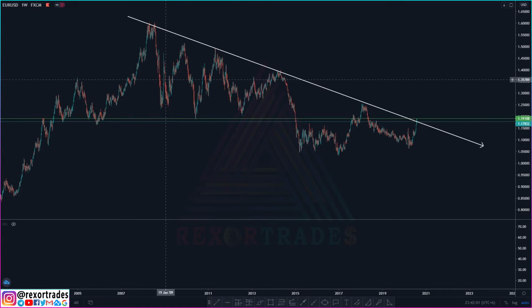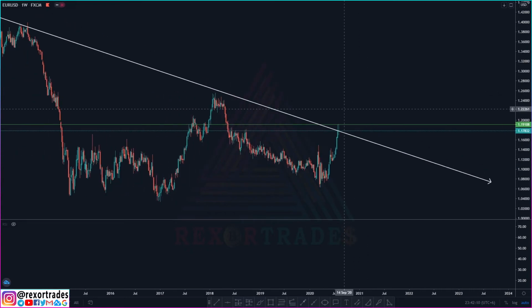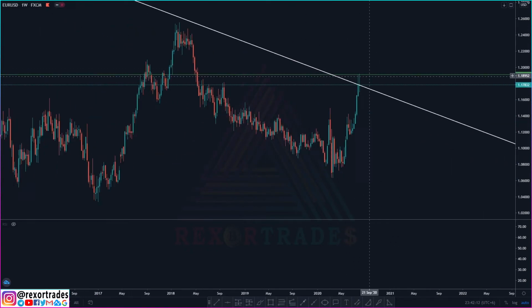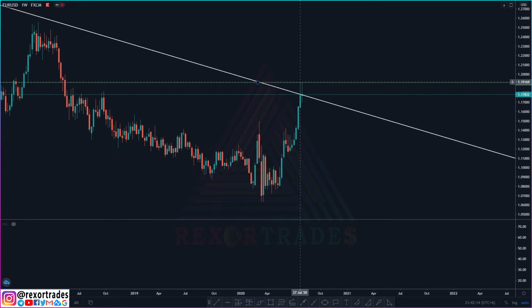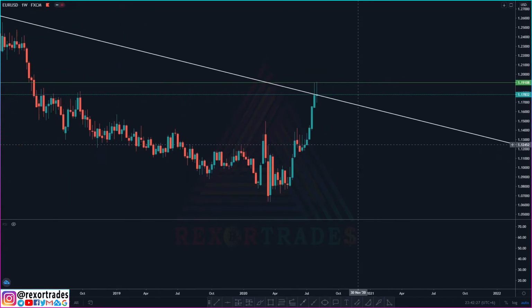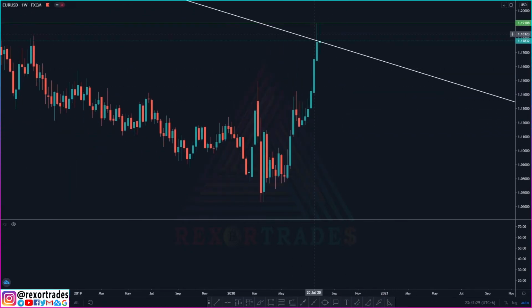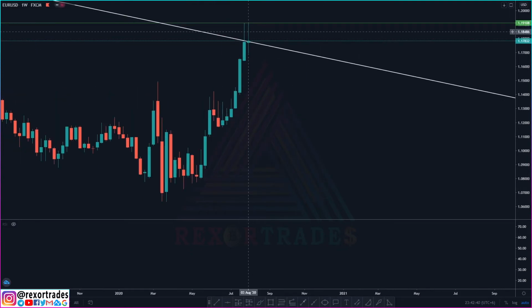We're seeing that the price has been moving in a downtrend over the course of previous years, and right now Euro US dollar is retesting the trend line on a weekly time frame at this point right here. And if you zoom out, you can see that Euro USD has formed beautiful candlestick patterns right at this point of retest on the trend line, showing huge price rejections with longer wicks.